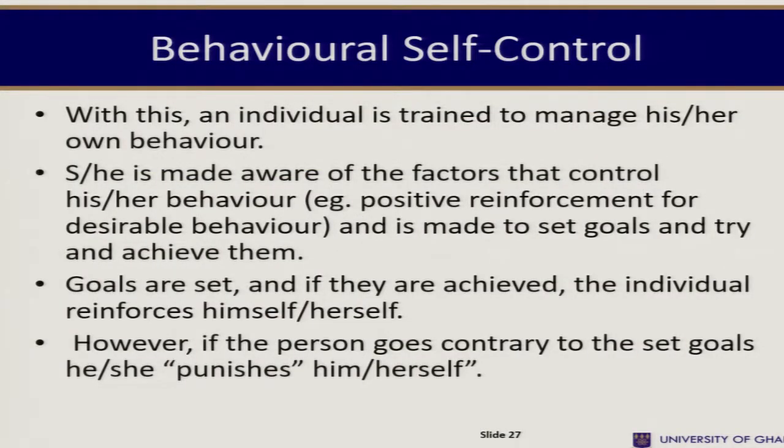So behavioral self-control. With this, an individual is trained to manage his or her own behavior. So he's made aware of the factors that control his or her behavior, for instance, positive reinforcement for desirable behavior, and is made to set goals and try to achieve these goals, for which you get the required reinforcement. Goals are set, and if they are achieved, the individual reinforces himself or herself. However, if the person goes contrary to the set goals, he or she punishes himself or herself.